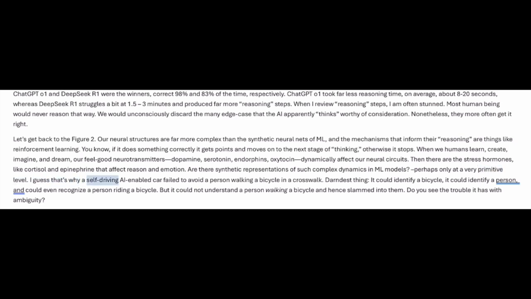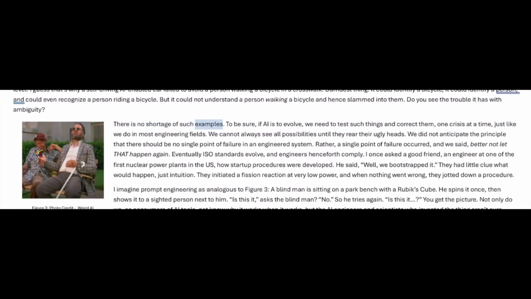I guess that's why a self-driving AI-enabled car failed to avoid a person walking a bicycle in a crosswalk. Darndest thing. It could identify a bicycle, it could identify a person, and could even recognize a person riding a bicycle. But it could not understand a person walking a bicycle and hence slammed into them. Do you see the trouble it has with ambiguity? There is no shortage of such examples.